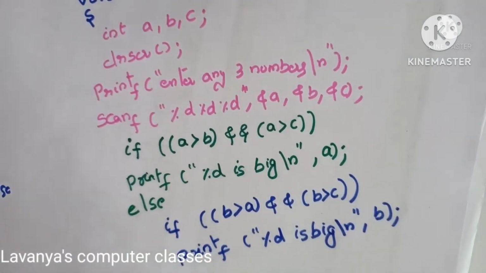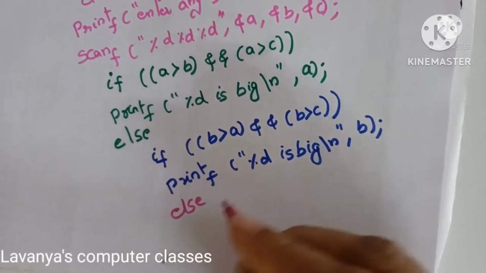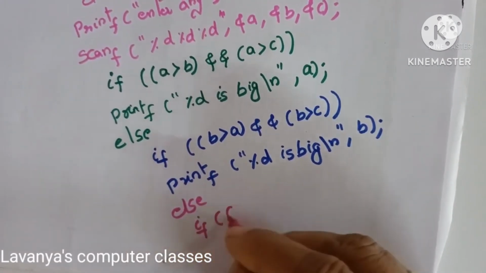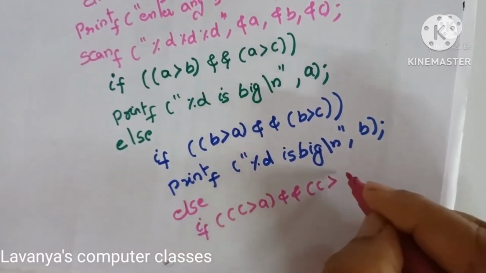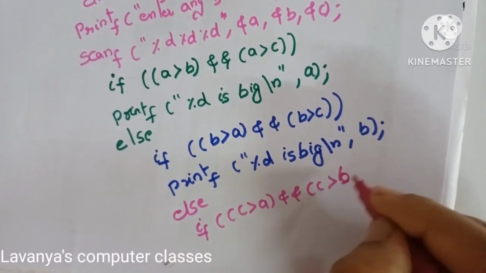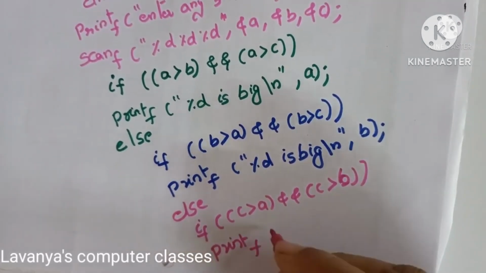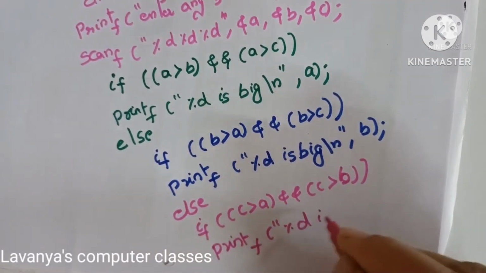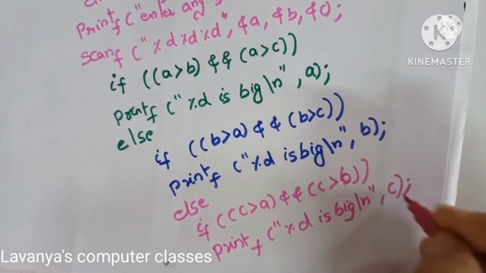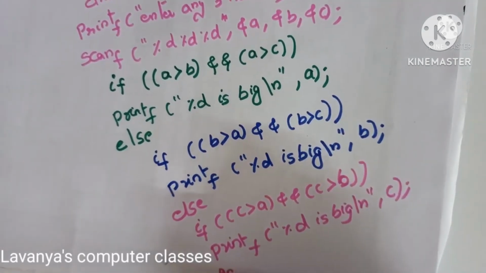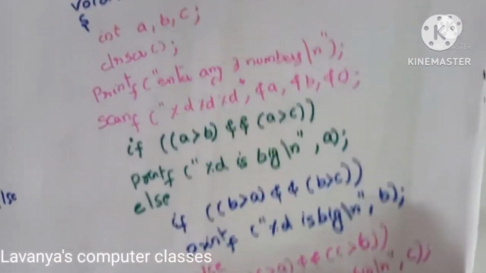Else: a is not big, b is not big, means directly go for the else part. Otherwise, just write one more condition: if c greater than a and c greater than b, then we write printf: %d is big. That is c. Program is over. Then we just write getch. Program is closed.